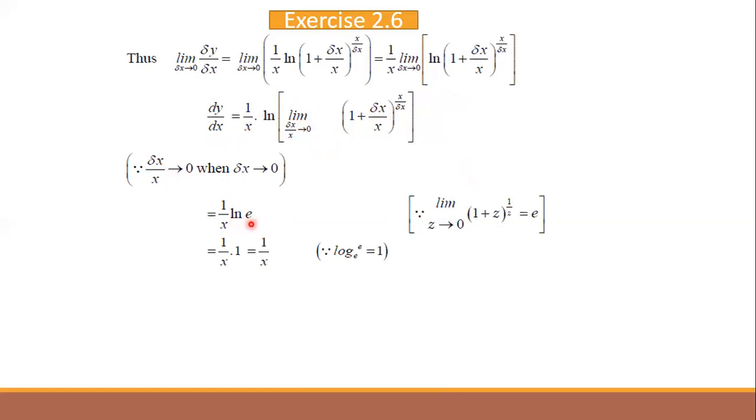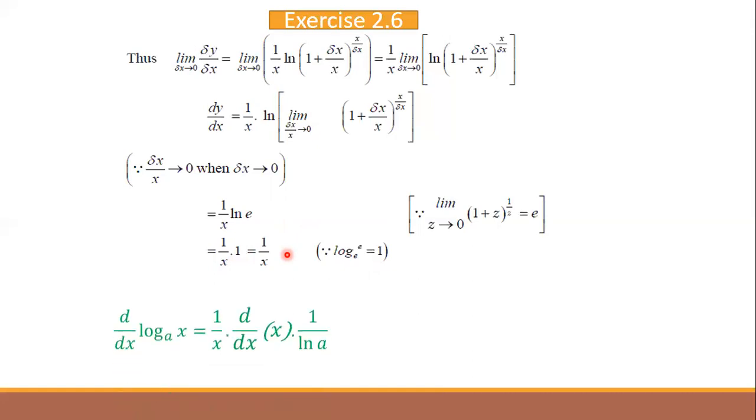And what is the value of natural log of e? Natural log of e means log of e to base e, and everyone knows that the log of a number to itself as its base is 1, or we can easily find natural log of e by using a calculator, which gives our answer as 1. So 1 by x into 1 is equal to 1 by x. So d by dx of natural log of x is equal to 1 over x. Here is the simplest proof.